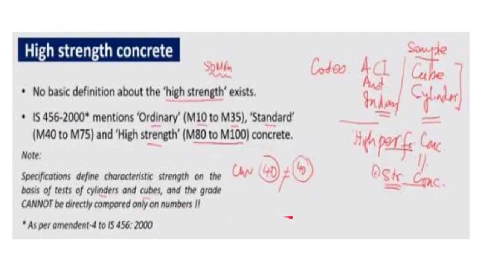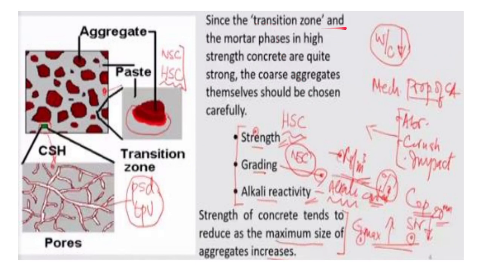In high strength concrete, the transition zone and the mortar phases are quite strong, or need to be quite strong. The coarse aggregates themselves should be chosen very carefully in terms of strength, grading and alkali reactivity. So these three parameters take a very important role while choosing the coarse aggregate. Strength of concrete tends to reduce as the maximum size of aggregate increases. The more the aggregate size, the lesser the strength because of the increase in the transition zone. The more the transition zone, the more the chance of failure. So that's why the aggregate size should be smaller, or a limit should be there on the aggregate size for achieving the maximum strength.